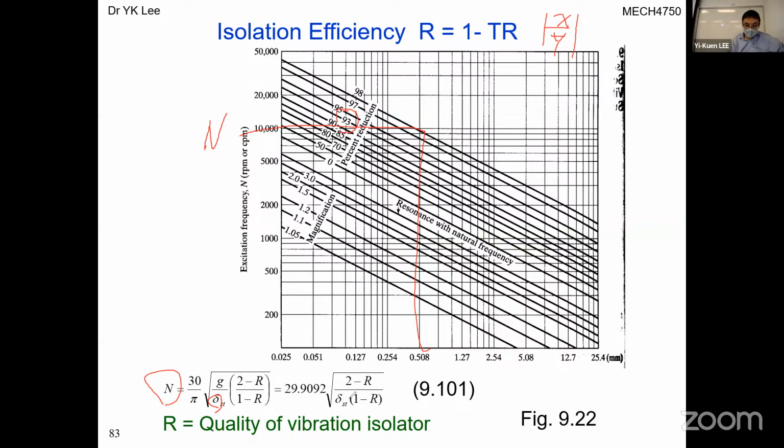So if you plot this equation in this nomograph, it's easy to work on this kind of vibration control design. If you specify the efficiency of isolation, and you know the typical excitation frequency, it will determine all these parameters. So this is something quite important and useful.